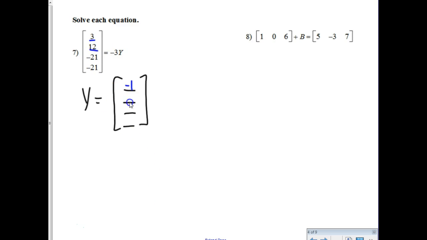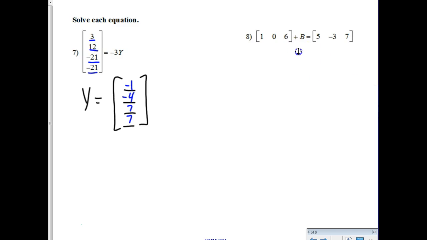Dividing that by -3 would have been a -4. Dividing that by -3 would be a 7. And dividing that by -3 would also be a 7. So that was the original matrix Y. A scalar multiple of -3 was applied to it, and then it became the resultant matrix that you see here. Just like you would solve an equation, you're doing opposites. We'll use the word inverse later.